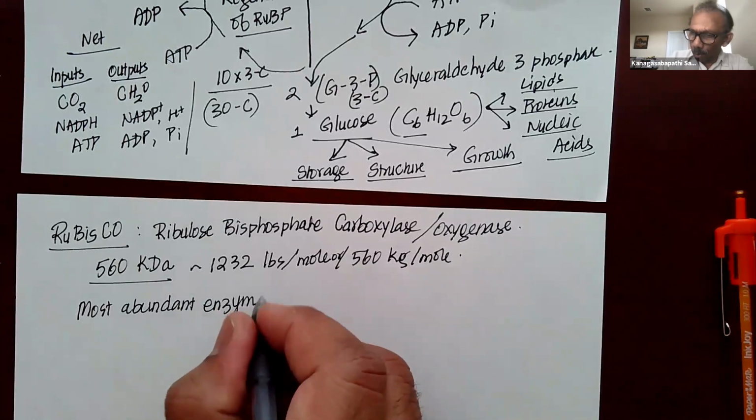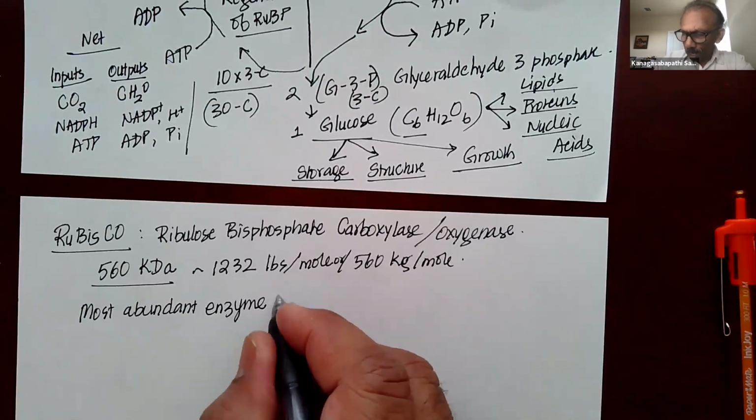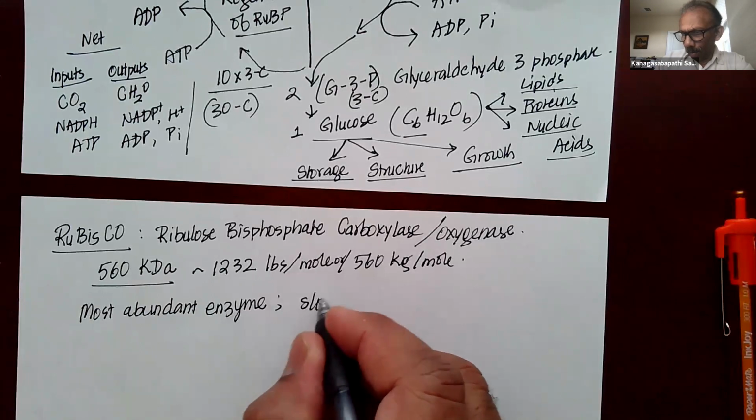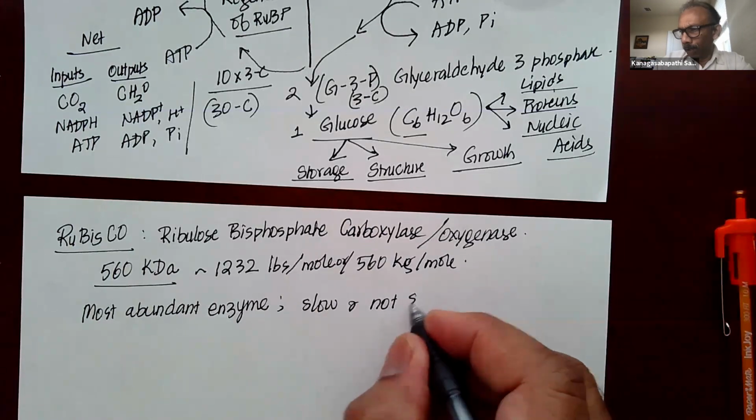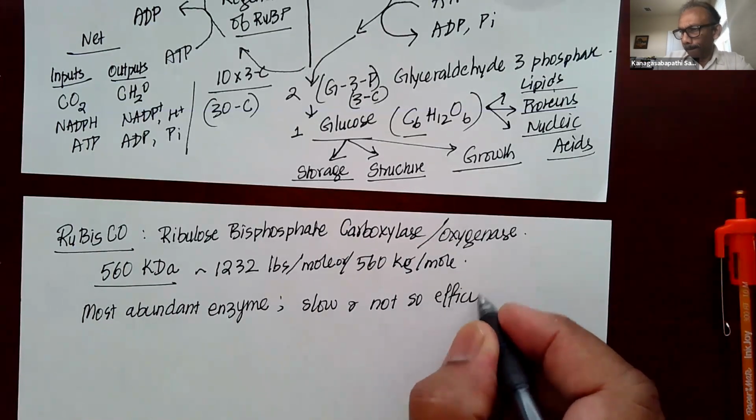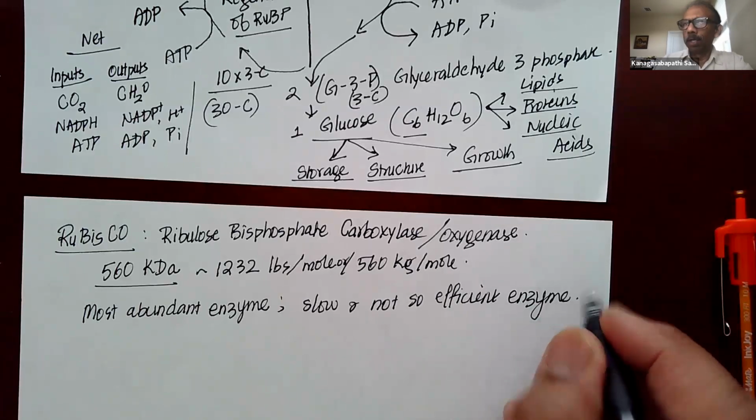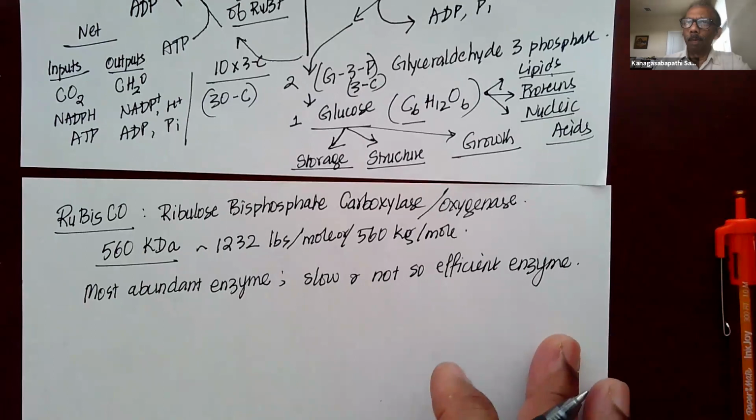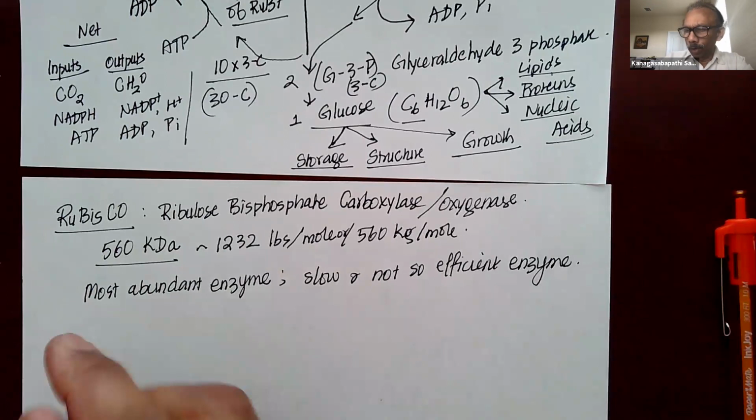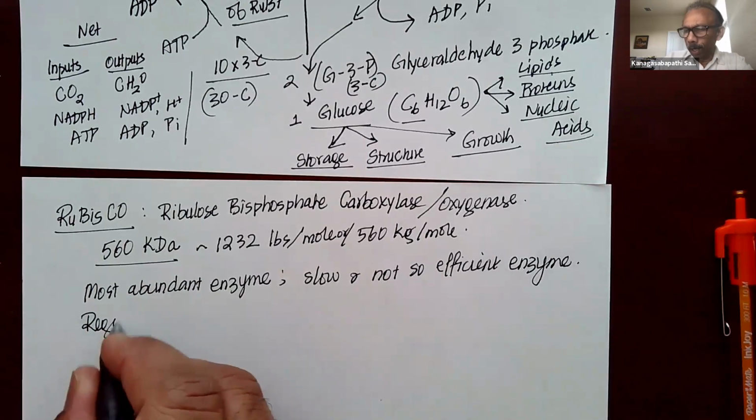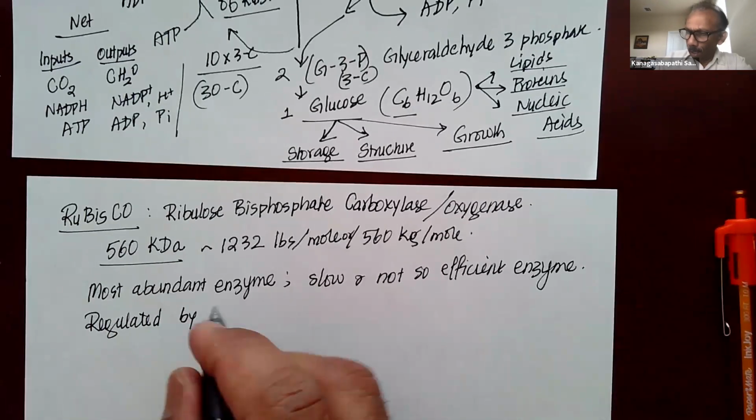So if we take the leaf protein, half of that will be Rubisco, and it's a slow and not so efficient enzyme. It's a kind of an evolutionary advantage of that. It's not so efficient an enzyme. How is this regulated? And I will tell you why it is not efficient.